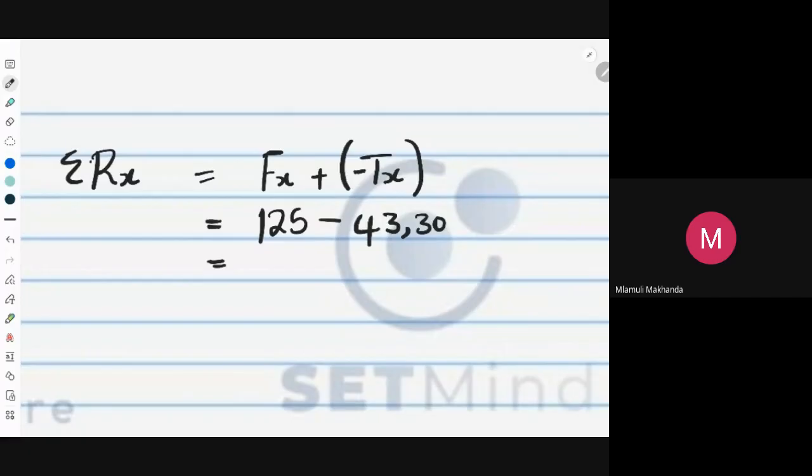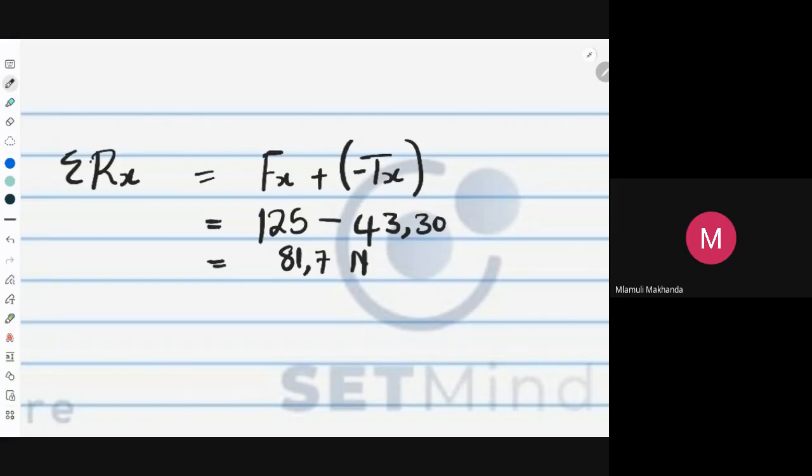So we have 125, okay. Let me use my calculator. Minus 43.30. That is 81.7. I know you guys will check my answer to confirm if it's correct.